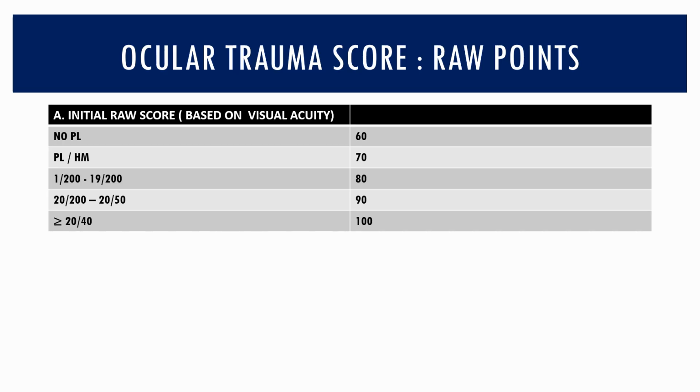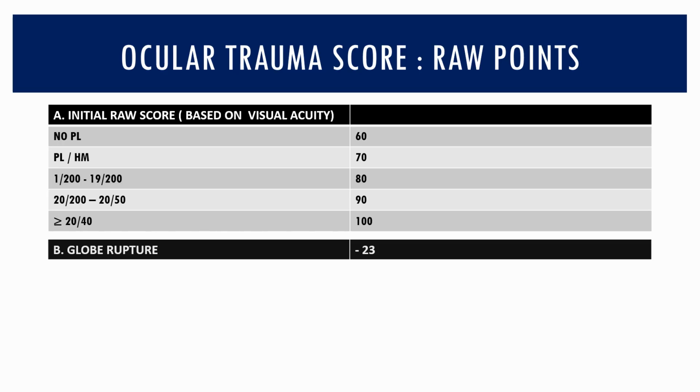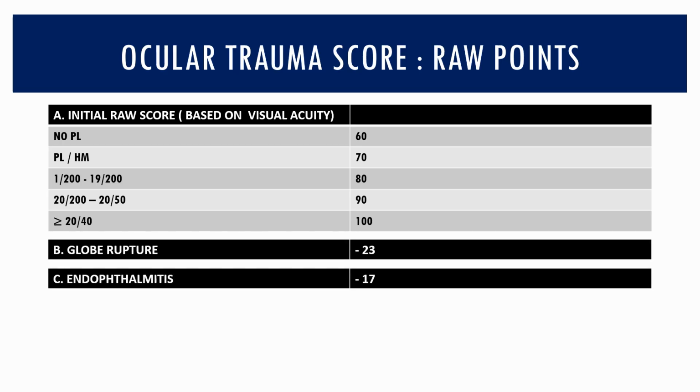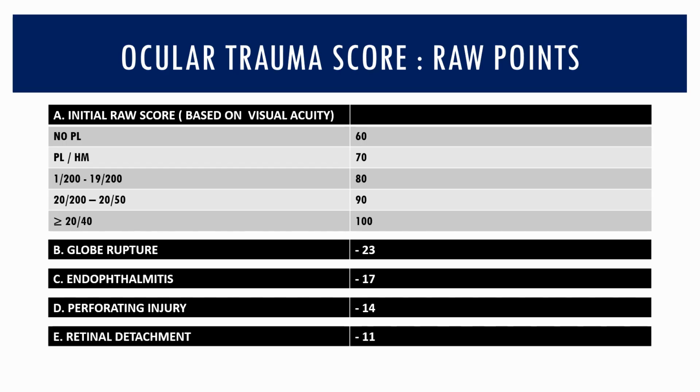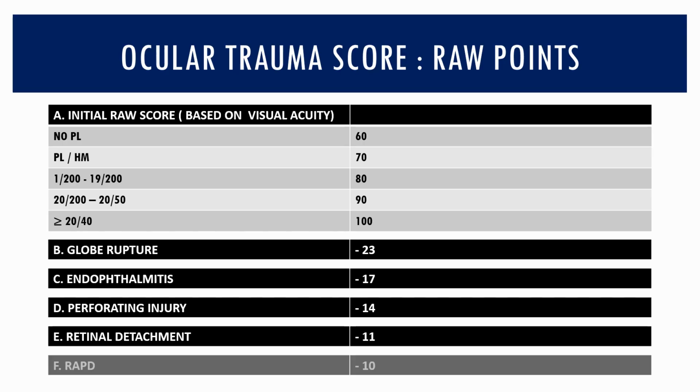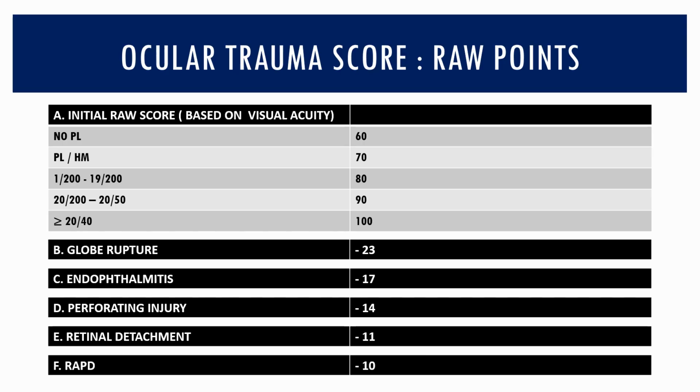Next come the negative prognostic factors. Globe rupture reduces the score by 23 points. Endophthalmitis reduces it by 17 points. Perforating injury reduces it by 14 points. Retinal detachment reduces it by 11 points. And the presence of a relative afferent pupillary defect or RAPD reduces it by 10 points.